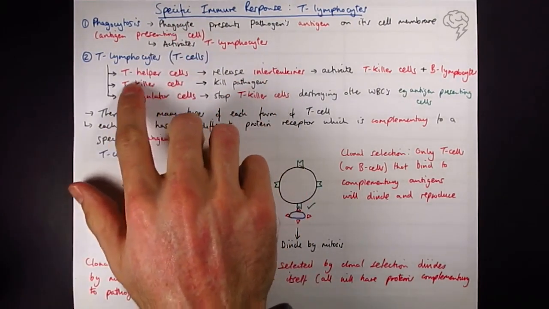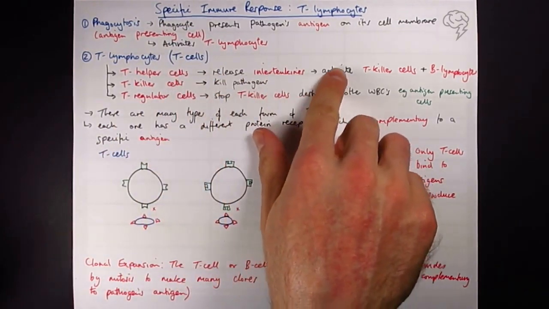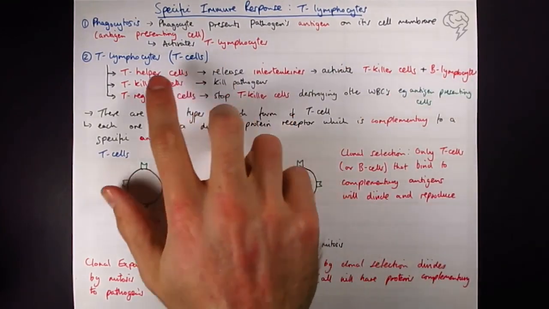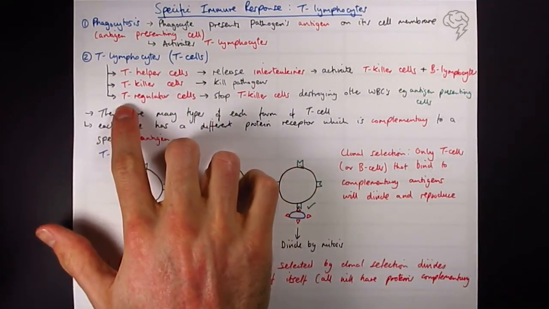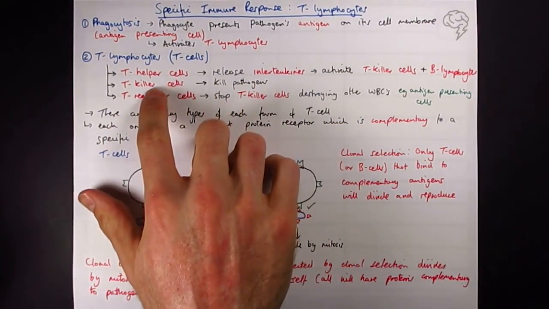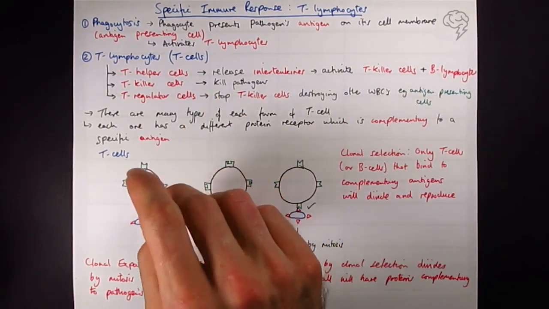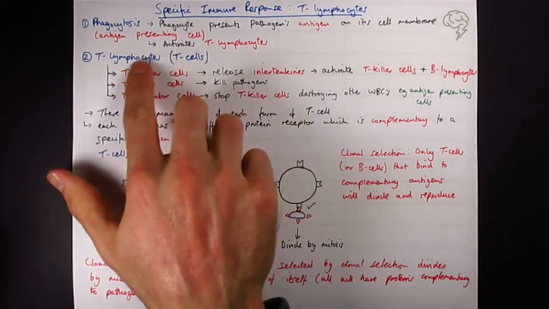So 3 types of T cells: T helper cells, T killer cells, T regulator cells. T helper cells basically are going to activate B cells and T cells. Killer cells are going to go about and kill the pathogen in some way, and the T regulator cells are going to stop the T killer cells going totally out of control and destroying everything in sight, including other white blood cells around.